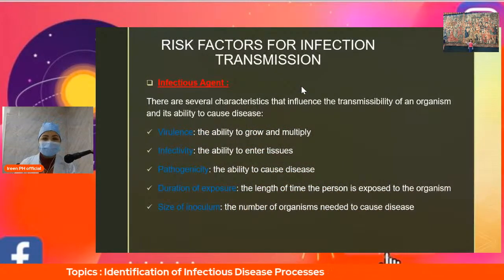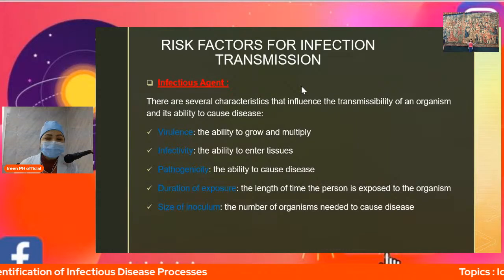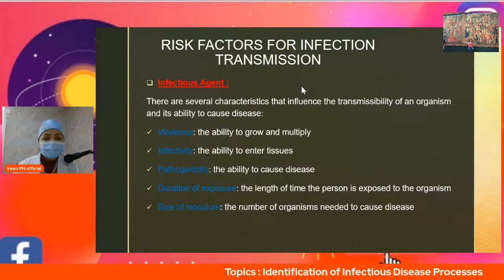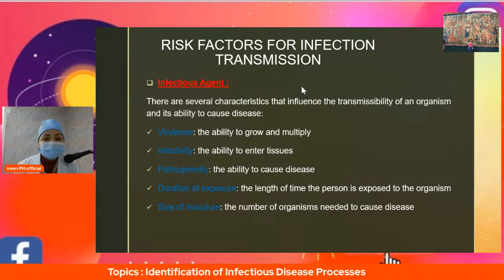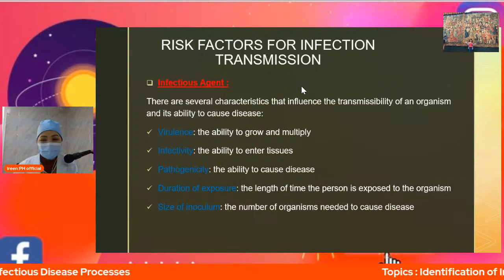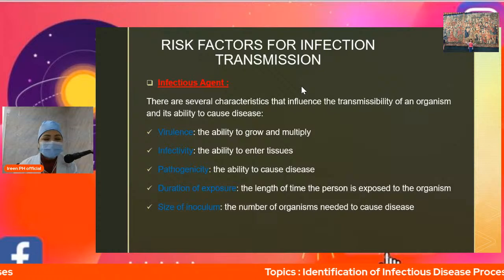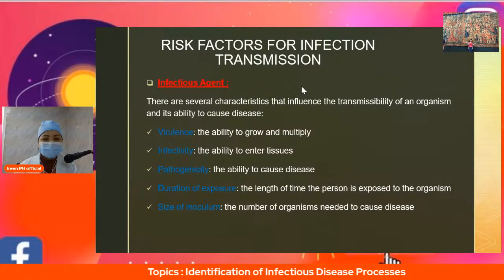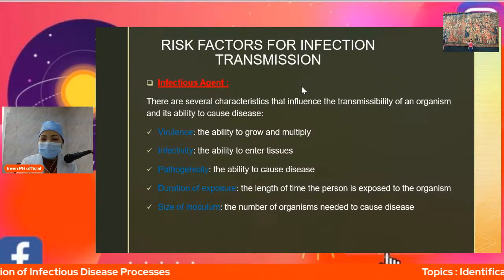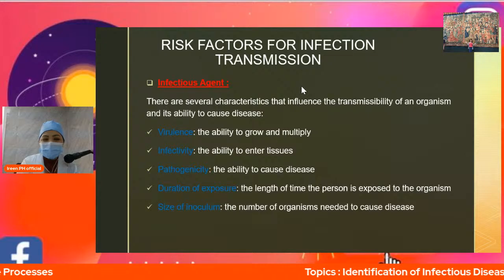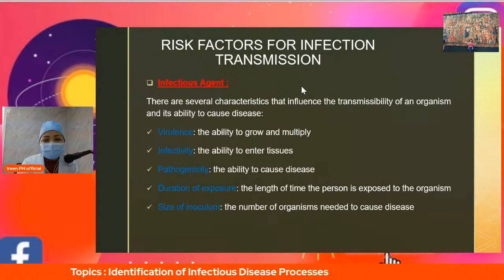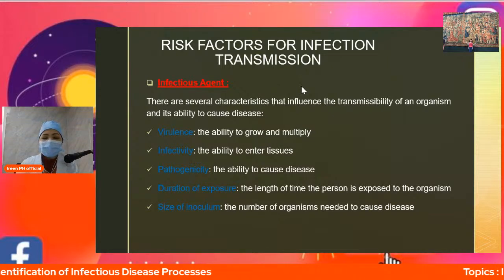Then the risk factors for infectious transmission. Infectious agent first, okay? We will discuss each. Now, there are several characteristics that influence the transmissibility of an organism and its ability to cause disease. We start with the virulence. What is virulence? It is the ability to grow and multiply.